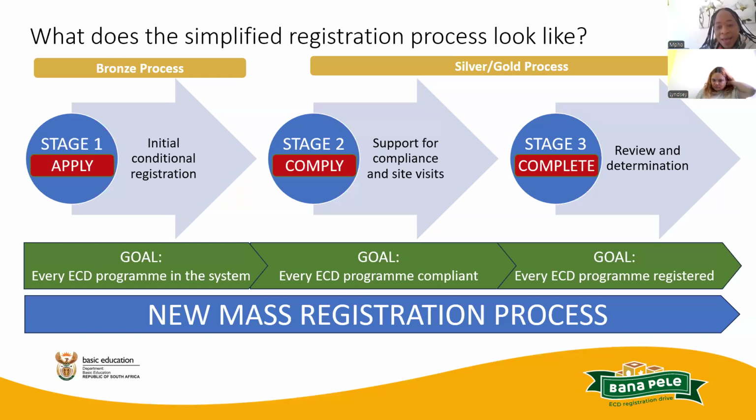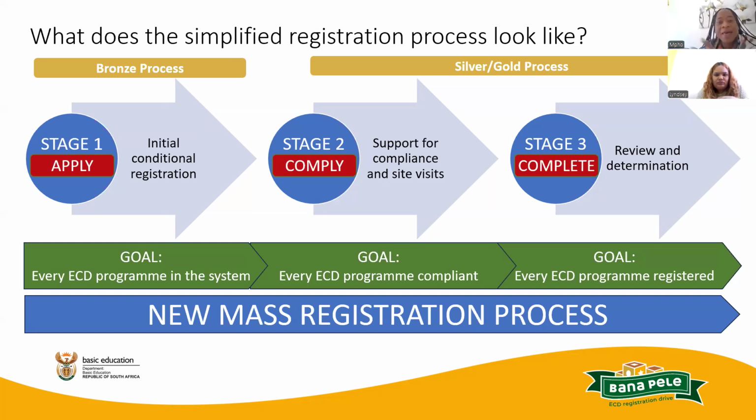Then there are other programs that, when we get to the second stage, will automatically qualify for the gold stage, which is the complete registration or the full registration. But there will be others who will comply with the silver ones. So the ones at the silver one will need to move to the next stage, which is the complete stage. That's where we're saying now your ECD program is fully registered.